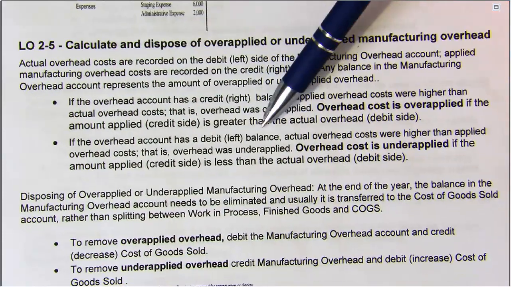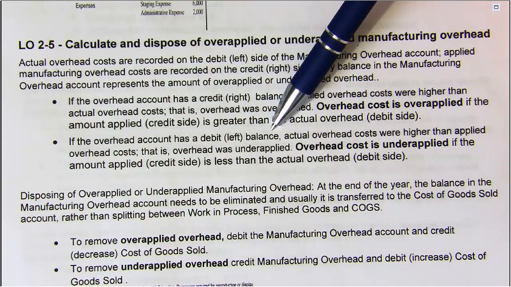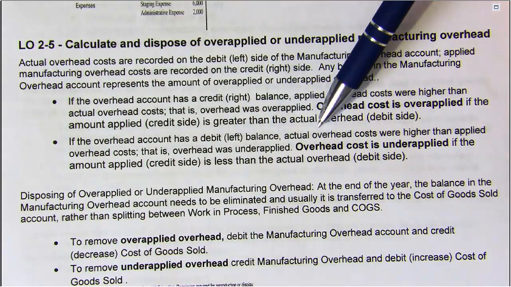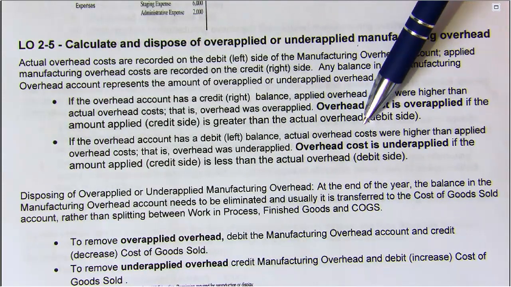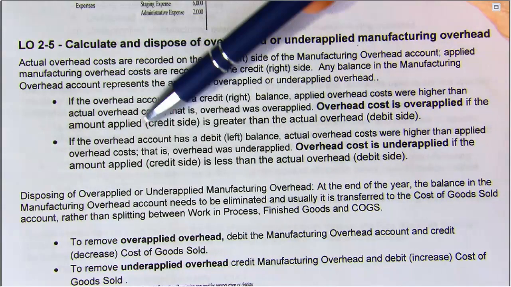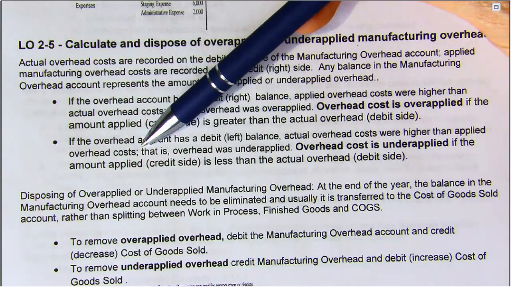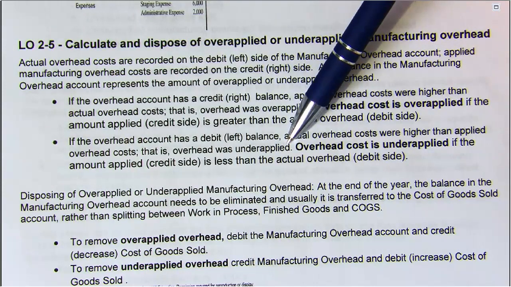If the overhead account has a debit balance, it means the actual overhead costs were greater than the applied overhead costs. You underapplied your overhead as compared to the actual amount. You put too little cost on the job.